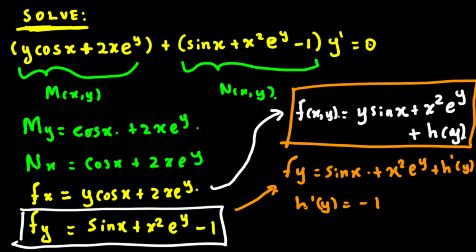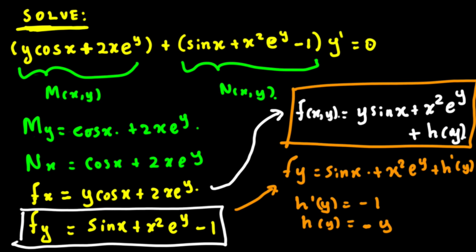Okay, now here we have h prime of y that is equal to -1. So we have to find out the h of y. In order to find the h of y, we have to integrate this one with respect to y. If we integrate this one with respect to y, this is going to be just -y. So instead of h of y, we have to add this -y, and that's going to be our final answer.